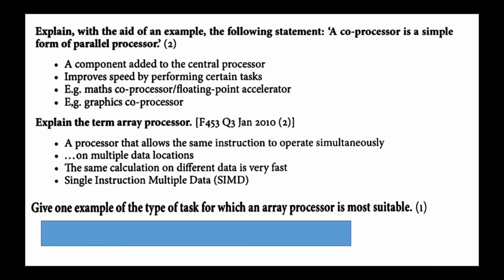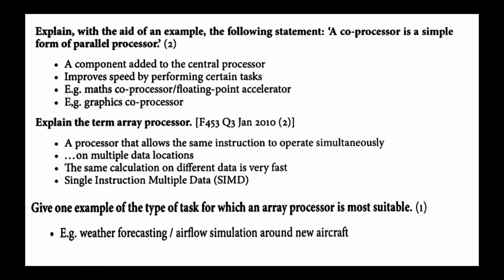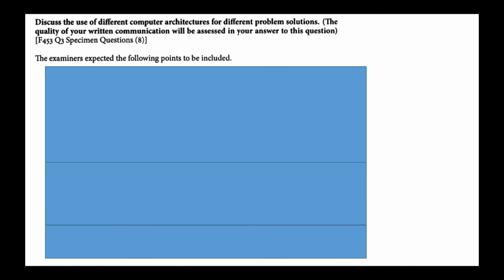Give one example of the type of task for which an array processor is most suitable. So that is either weather forecasting or airflow simulation around new aircraft. So, discuss the use of different computer architectures for different problem solutions. That is 8 marks. Now I split this into 3 parts for the answer.